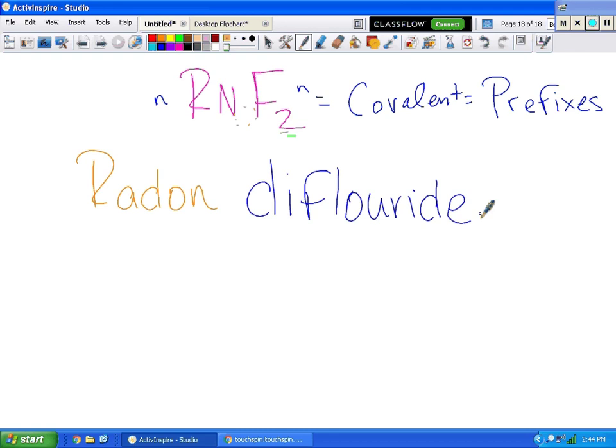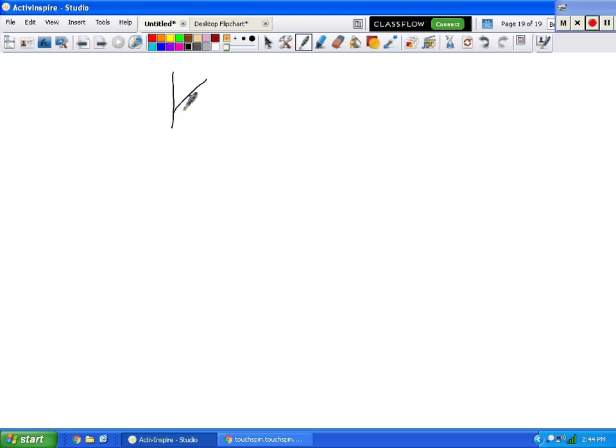We've got K2S. All right, Ryan Howard, what is K? Is it a metal or non-metal? It's a metal. Sulfur, metal or non-metal? Non-metal. So what do we have going on here? Ionic, very good. So what will you not have present? You won't have any prefixes.